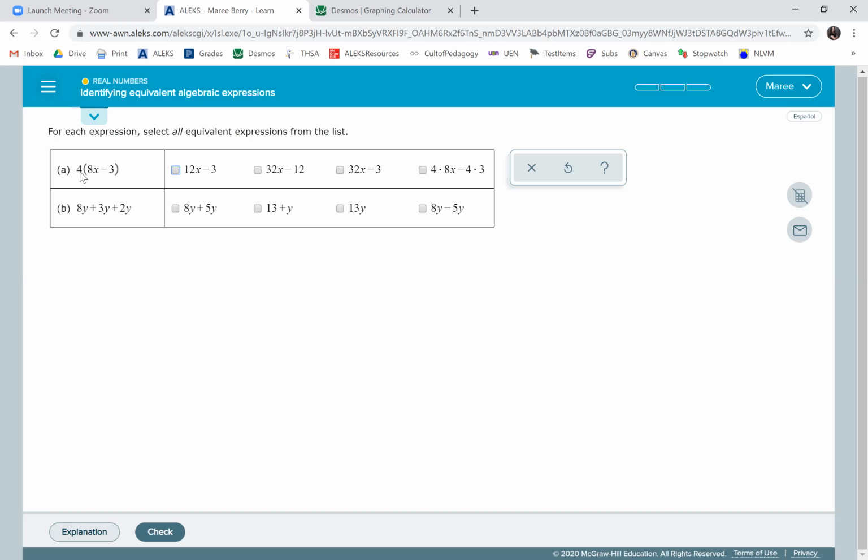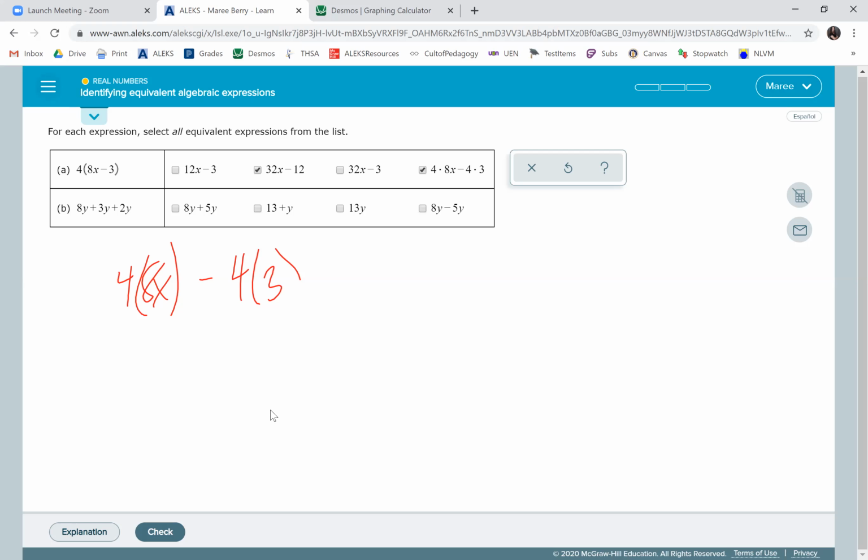So I'm going to need to do 4 times 8x minus 4 times 3. So let's just write that down here for you. So we're going to have to do 4 times 8x minus 4 times 3. And already I can see one of these is just like that. It's right here. You see that? So I'm going to click on that. If I do 4 times 8x, I get 32x. Yeah, 32x minus 12, and I see that here.